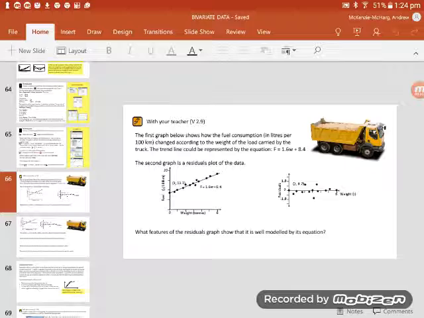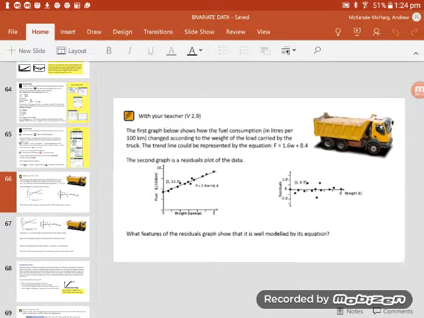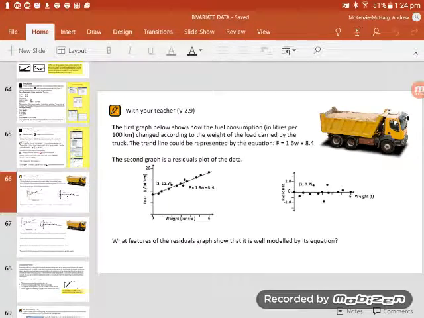Okay, so this example centers around fuel consumption of a truck carrying different load weights. So we would expect that an empty truck would use less fuel than a truck that's fully loaded because it's got more weight to carry. We're given the equation here. So F for fuel consumption is equal to 1.6 by W for weight plus 8.4. So that's been found for us. Here's the scatter plot. And here's the residual plot.